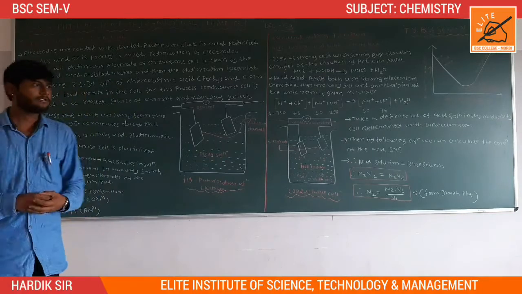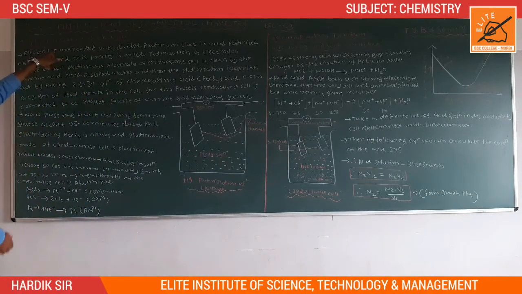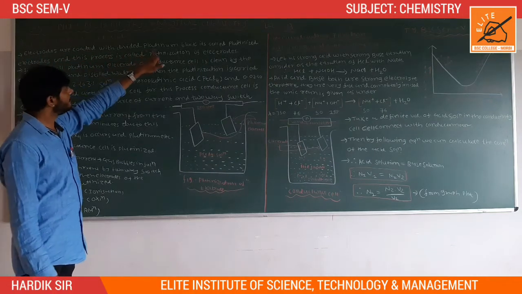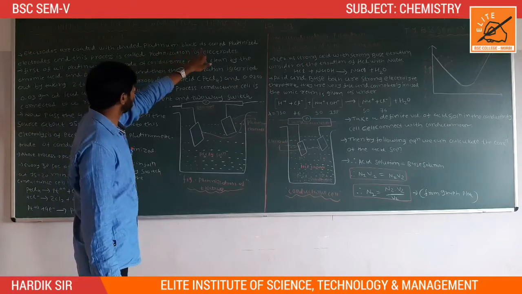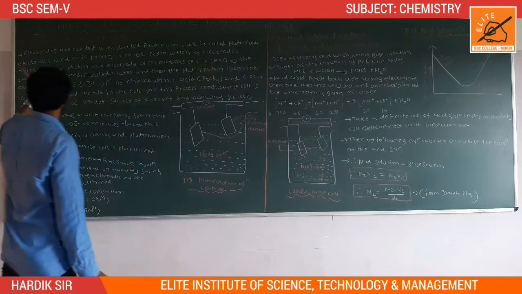So we have studied about the platinization of electrodes. First of all, what is the platinization of electrodes? Electrodes are coated with the divided platinum black. It's called platinized electrodes.